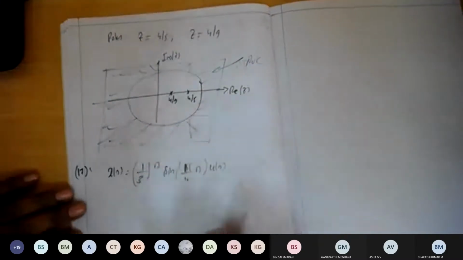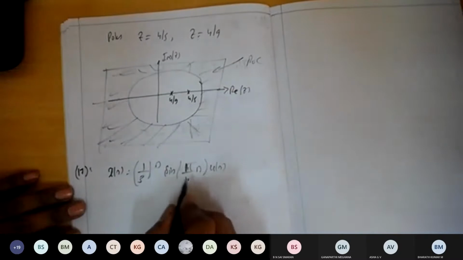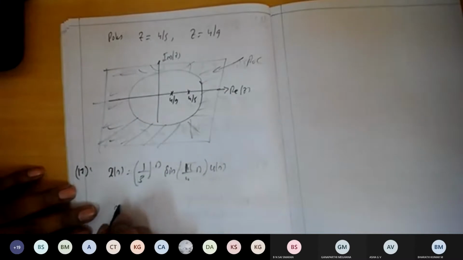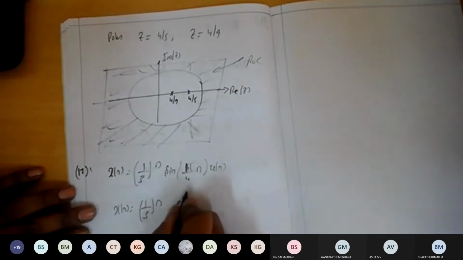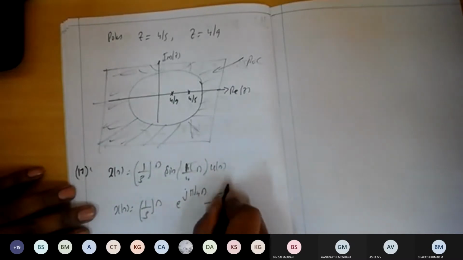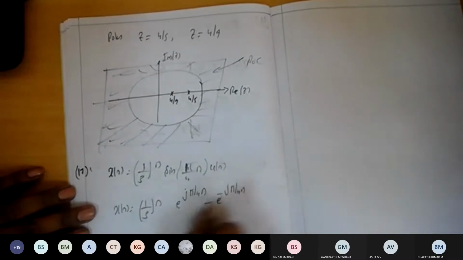We'll find out the Z transform of this one. So the sine function is there, so directly we can't evaluate this one. So what we'll do is express the sine function as an exponential function. We can express x of n as 1 by 3 to the power n times sine, which can be expressed as e to the power of j pi by 4n minus e to the power of minus j pi by 4n, the whole thing divided by 2j.